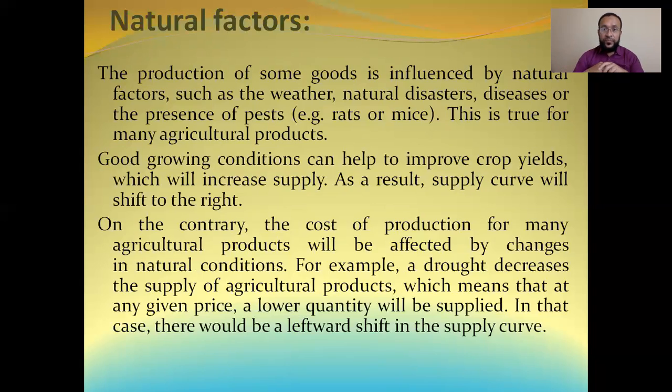On the contrary, the cost of production for many agricultural products will be affected by changes in natural conditions. For example, a drought decreases the supply of agricultural products, which means that at any given price, a lower quantity will be supplied. In that case, there would be a leftward shift in the supply curve. So, favorable natural condition is responsible for the rightward shift of the supply curve, and unfavorable natural condition is responsible for the leftward shift in the supply curve due to fall in supply.